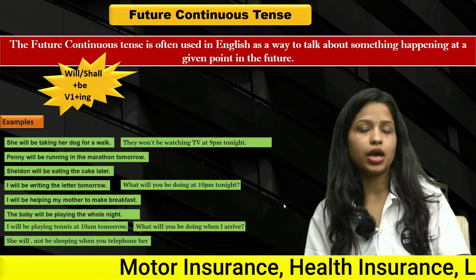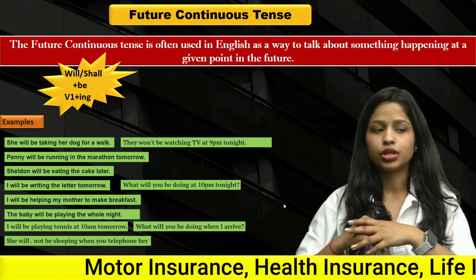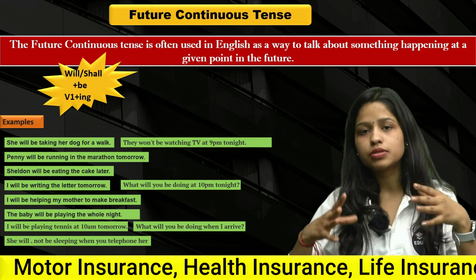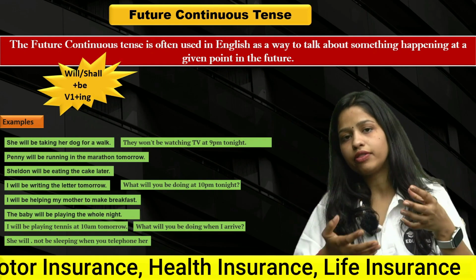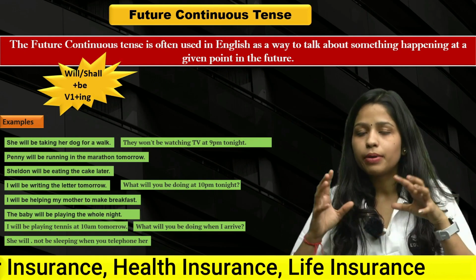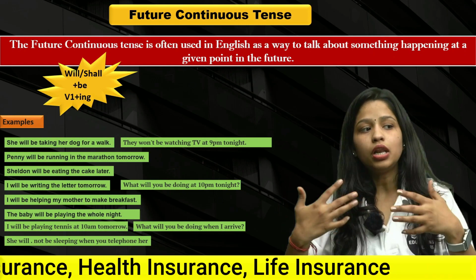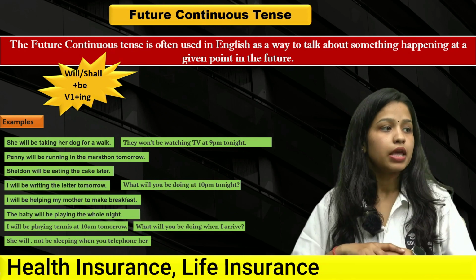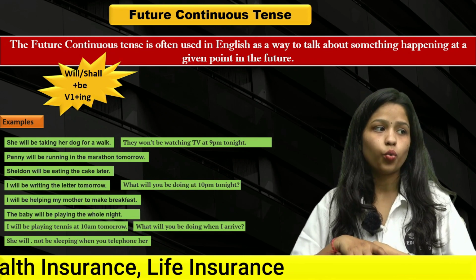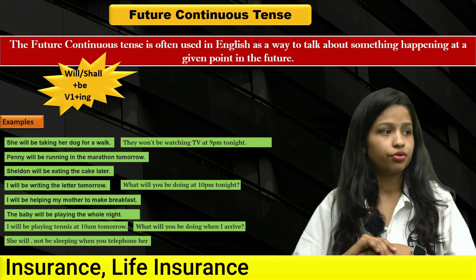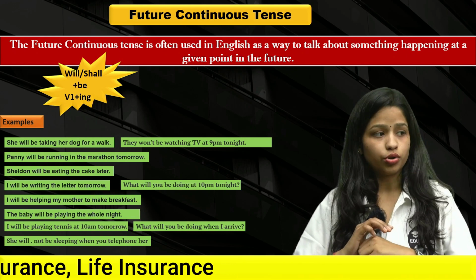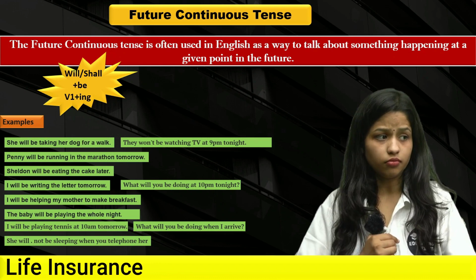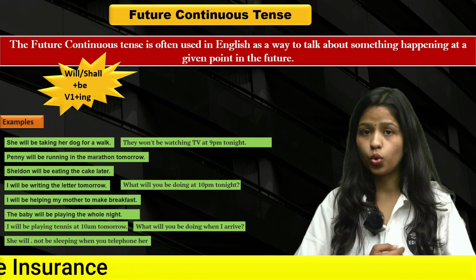Next up, the sentence we have is they won't be watching television at 9 p.m. tonight. And as I have told you many times, won't comes in contraction forms, and the real form is will plus not. That means they will not be watching television at 9 p.m. tonight. Clear? Next up we have Sheldon will be eating the cake later. I will be writing the letter tomorrow. I will be helping my mother to make my breakfast. The baby will be playing the whole night.